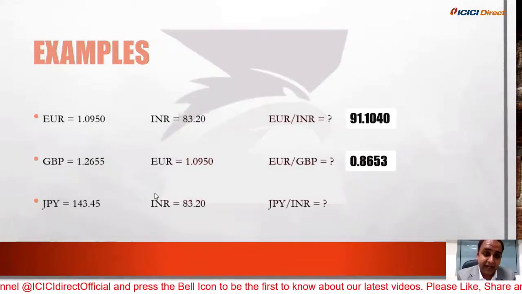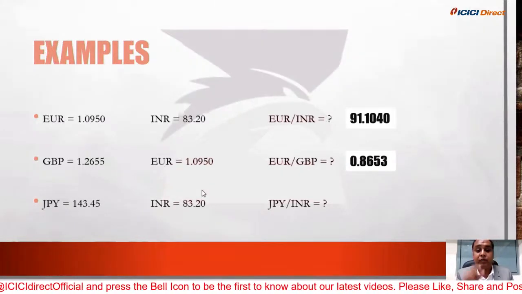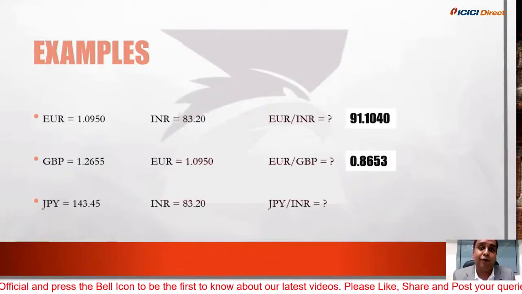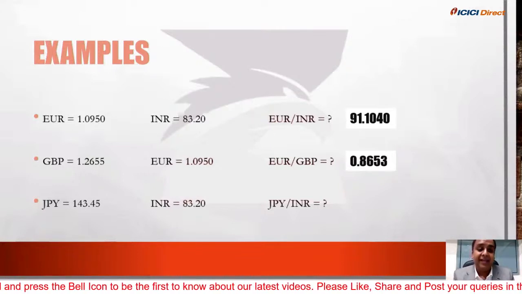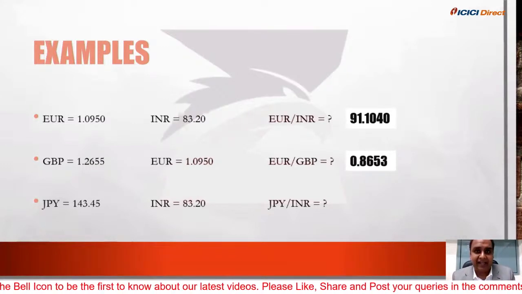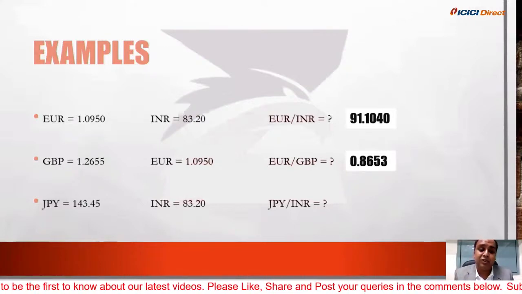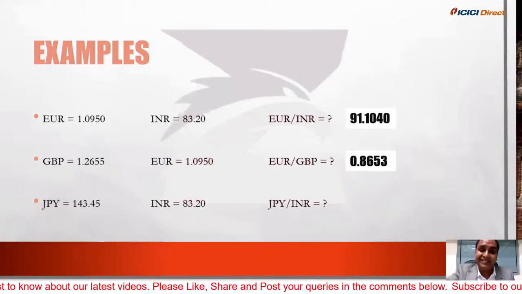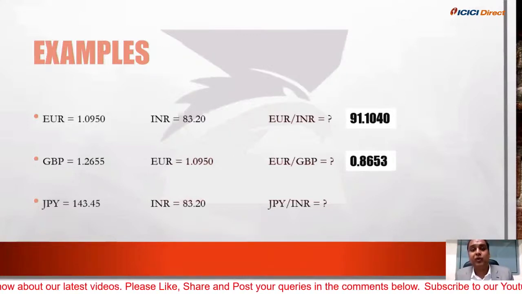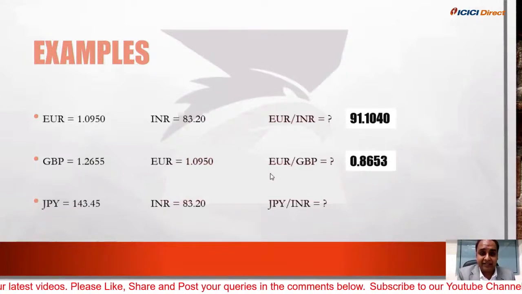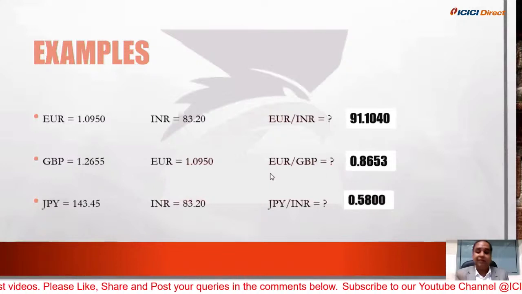The reciprocal is correct. So the reason why you have to understand is JPY. When I say JPY is 143.45, what it means is USD JPY is 143.45, not JPY USD. And because it is an indirect currency, the denominator is yen out there. It's USD divided by JPY. So when I ask you JPY INR, what you need to do is USD INR divided by USD JPY. And that's how you get JPY INR. And the correct answer then obviously becomes 0.58 approximately.